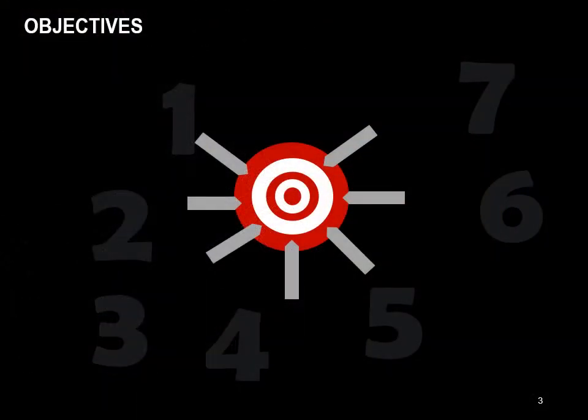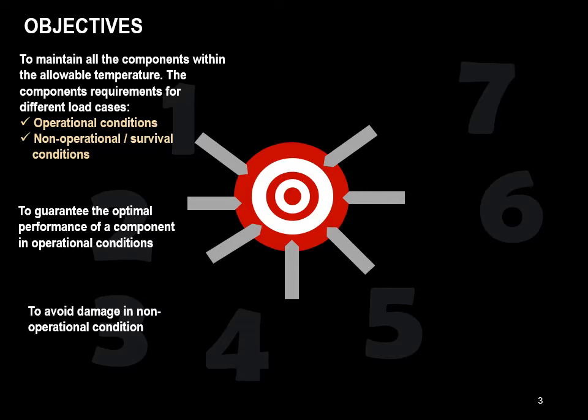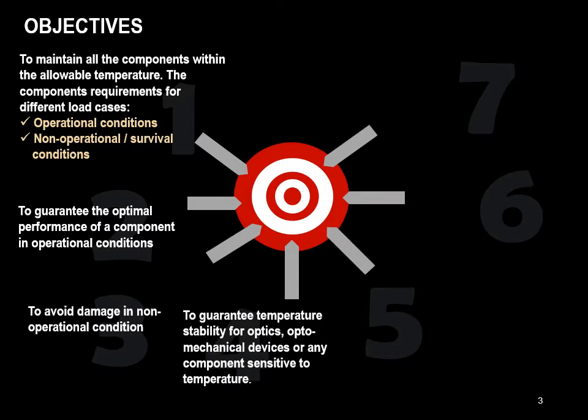As our objective, number one, to maintain all the components within the allowable temperature, and you will understand that every single component inside the spacecraft have their own operational temperature. To guarantee the optimal performance of a component in operational condition, to avoid damage in non-operational condition. Number 4, to guarantee temperature stability for optics, optomechanical devices, or any component sensitive to temperature, especially sensors.